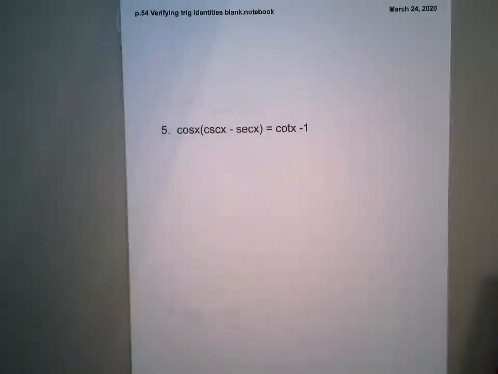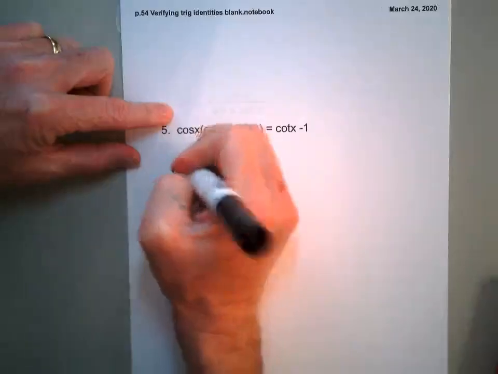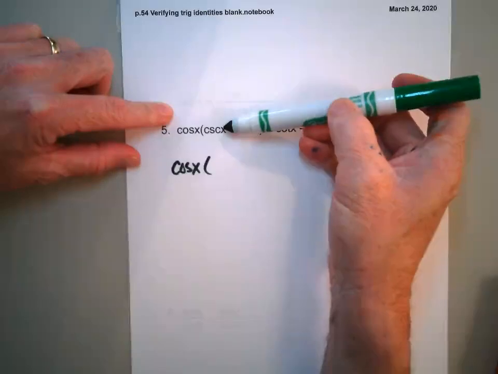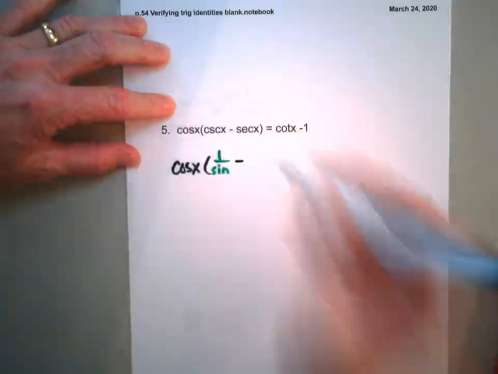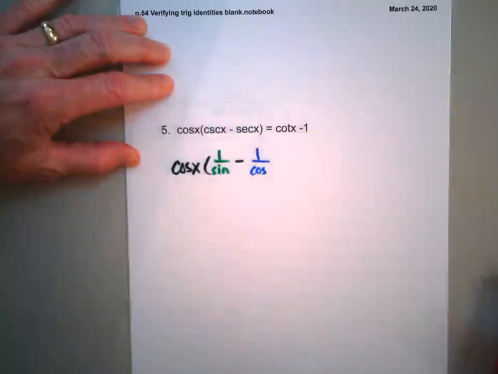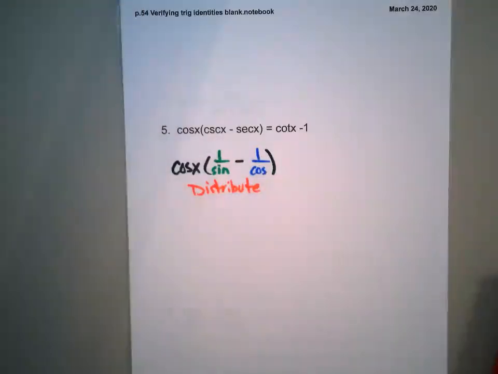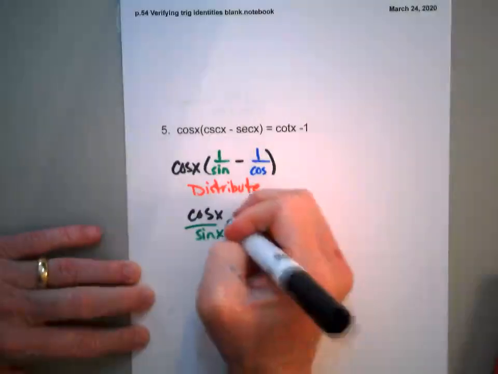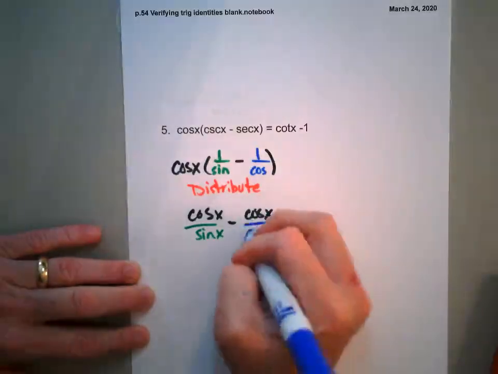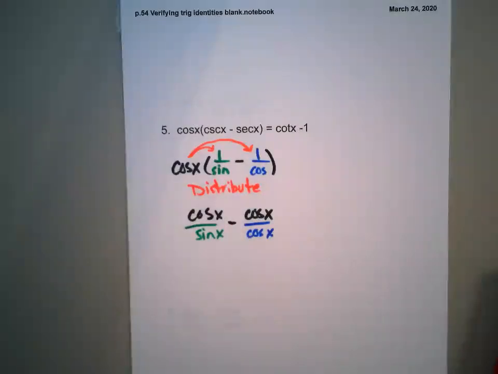Okay, let's turn things into sines and cosines. So we're going to leave the cosine here alone. I'm going to leave that black. Cosine x. Reciprocal identity. Turn things into sines and cosines. Right here, 1 over cosecant will be 1 over sine. Minus secant is 1 over cosine. Okay. Now, we have at our disposal any math that we want to use. So if we distribute this, we will have cosine x over sine x minus cosine x over cosine x.